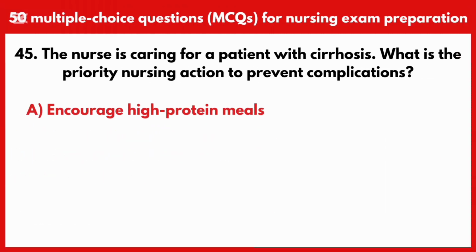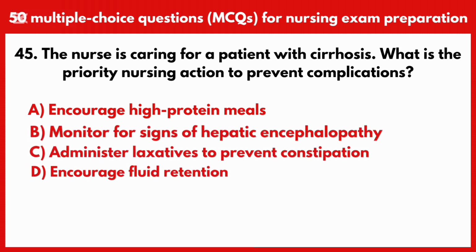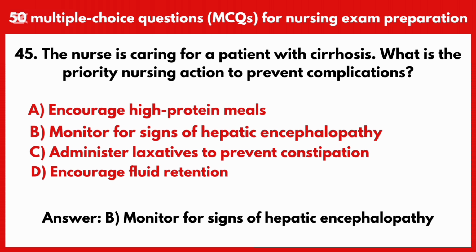The nurse is caring for a patient with cirrhosis. What is the priority nursing action to prevent complications? Correct answer is option B.